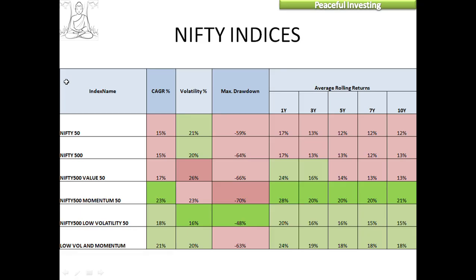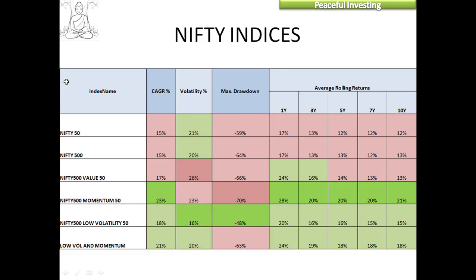So when it comes to rolling returns, we should look at the longer periods. Nifty 50 is giving rolling returns of 12% across 5, 7 and 10 years on an average. So if you invest 100 rupees today, what will it be after 5 years, 7 years or 10 years? If you invest 100 rupees next month, what will it be after 10 years?